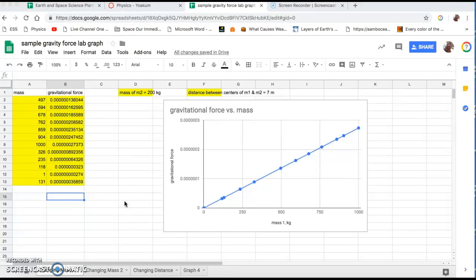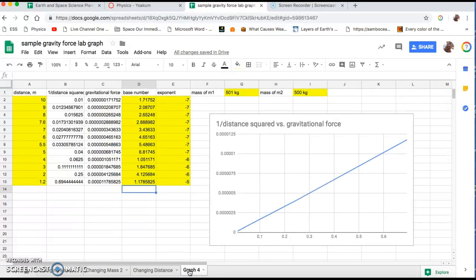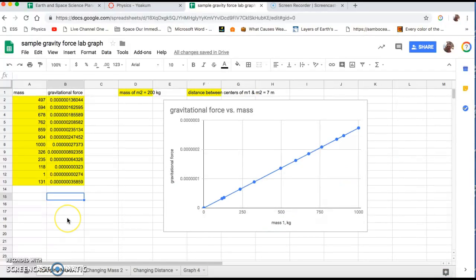There are some interesting things you can do with Google Sheets, and I'll try to explain some of that here. So I've made 4 pages here of information. I've got your 4 graphs. If the first time through you changed mass 1, the second time through you changed mass 2, the third time through you changed the distance between the 2 masses, holding those 2 masses constant, and the 4th time you did a little manipulation of the data. Those are your 4 graphs that you should have. So anything highlighted in yellow is something you should change.